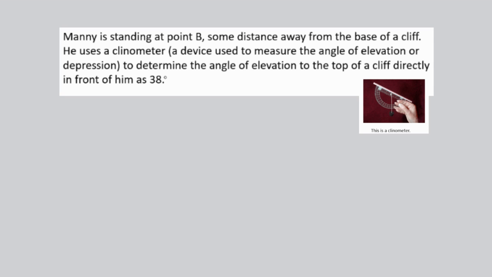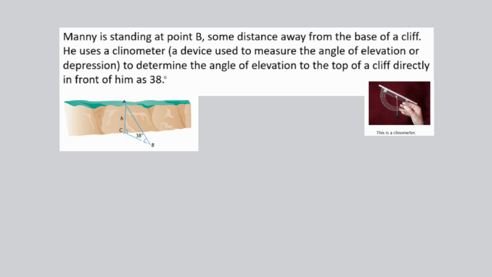And here's a clinometer. You can make one yourself at home. That's just a kind of homemade one, but in any kind of engineering programs you might be taking, you would use a real clinometer. Hopefully in your mind you pictured something like this image here of this triangle. Here is Manny at point B, and he's some distance away. I don't know this length here. That's his distance away from the bottom of the cliff. He's looking up to the top of the cliff with an angle of elevation of 38 degrees.